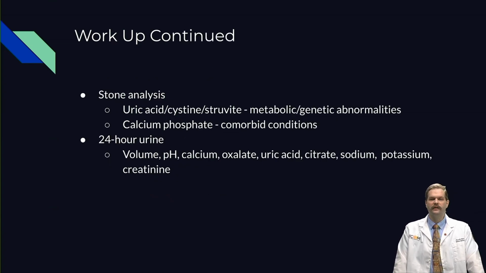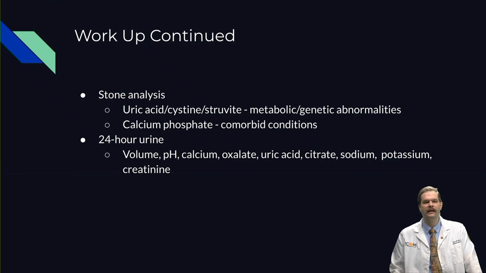When a stone is present, a stone analysis should be performed at least once. A stone composition of either uric acid, cysteine, or struvite will suggest metabolic or genetic abnormalities. A calcium phosphate stone is most likely to be associated with comorbid conditions including hyperparathyroidism, renal tubular acidosis type 1, and medullary sponge kidney. The presence of multiple stones may also suggest a greater risk of recurrence.